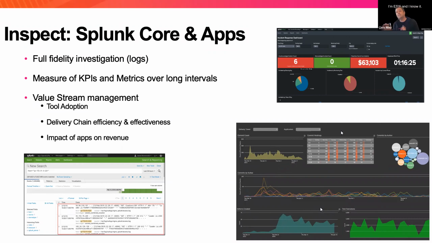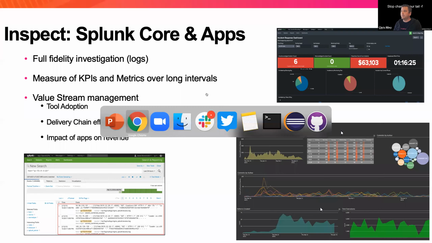Now, the reason delivery chain matters is because software is eating the world, yada, yada, developers are building software. But at the end of the day, we're doing all of this because we have customers that pay us money. And we want to make sure that we're getting as much value to them as we possibly can, or make sure that they don't leave us because they found an application that was better. So to do that, you really need to have KPI and metrics across everything. So I'm going to switch back to my browser.